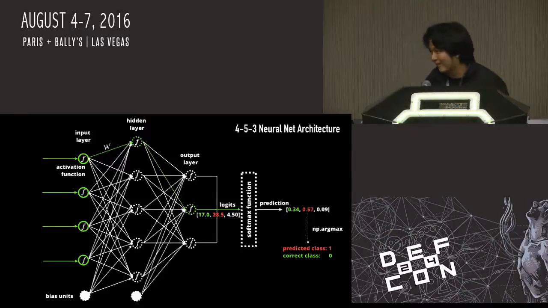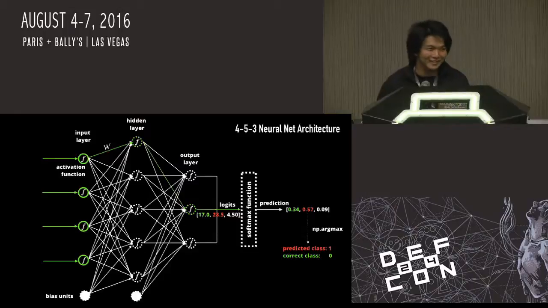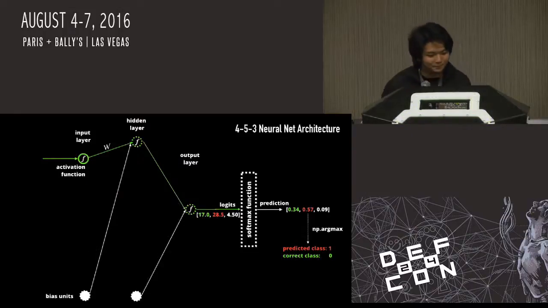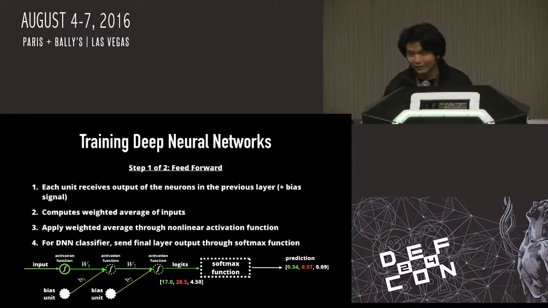So all this is just theory. Don't worry about it. You can just take any one of the 10,000 MOOCs out there to learn about deep learning. But let's just look at a simple example of how training works, so we can go into how to bypass them. So the first step is the feed-forward step. Each unit receives the output of neurons in the previous layer. In the case of the first layer, it just receives the input. And then the bias is added to it.